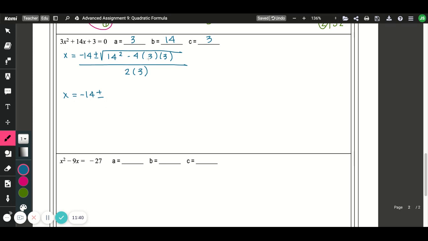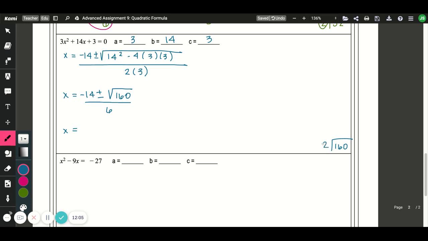All of this inside the radical is 160, all over 2 times 3 is 6. So once again, square root of 160 does not come out to be a whole number. So I need to go over here and do a birthday cake.